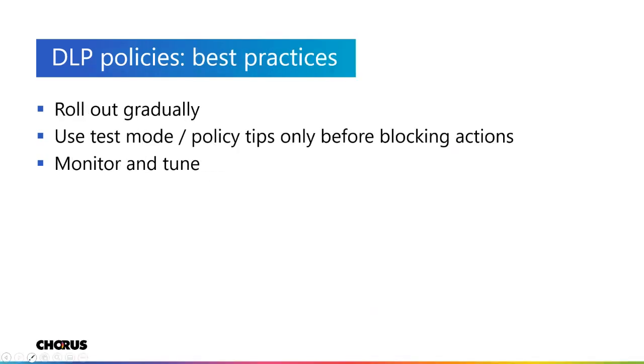I will, however, pause briefly on the best practices here. This is one of those areas that you can't really just switch on and forget about, as it has the potential to annoy people. You may find when you first roll out a policy, you get false positives, or there are legitimate reasons to share files that you might have missed when you switch this on. So roll it out gradually, use test mode, use policy tips only before you actually apply things that physically prevent people from sharing information. And you need to monitor it and tune it over time, make sure it's doing what you intended.